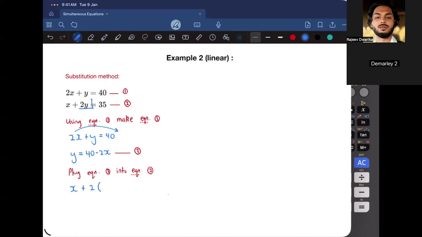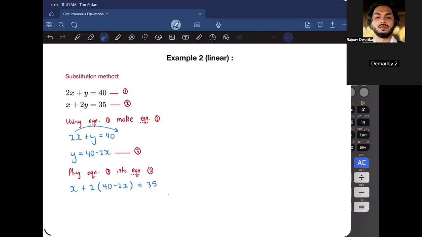And that is 2y. 40 minus 2x. Watch, but isn't it 2 by y? And so watch, I need to put the 2 on the outside, and I'm going to write what y is on the inside. So 2 times 40 minus 2x. And that will be equal to 35. Remember, we're plugging that into equation 2. So I want you to observe carefully what's happening, right? What did we say y was equal to? Y was equal to what?